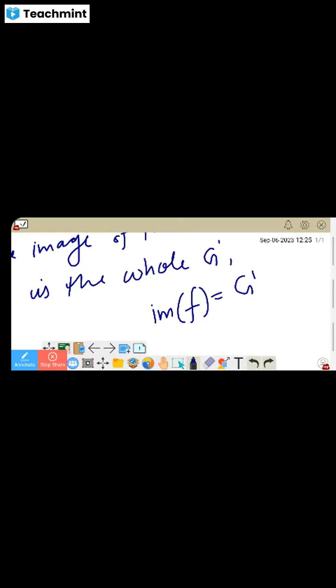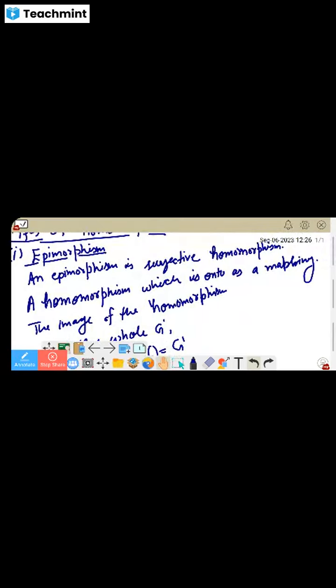Because this is the condition to be surjective, or you can say onto, that each element of codomain must be mapped with an element of domain. So each element of G dash must be associated. That is why we are taking all elements of G dash. Now got it? Yes, ma'am. Okay. This is the definition of epimorphism.